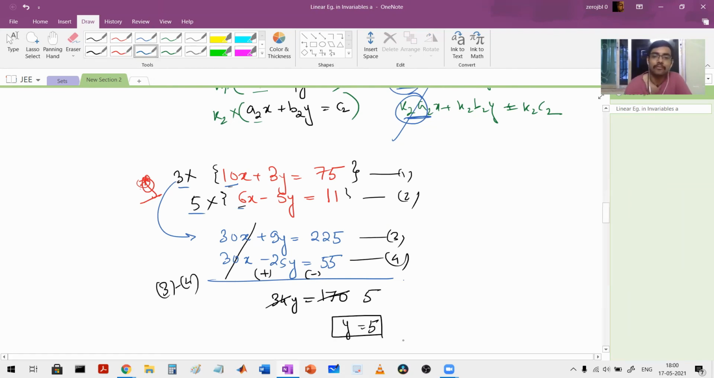You put the value of y in any of the equations, you get the other solution. So here this is 25. 25 plus 11 is 36. x is equal to 6. So x is equal to 6 and y is equal to 5 is the solution set of this. This method is called the elimination method.